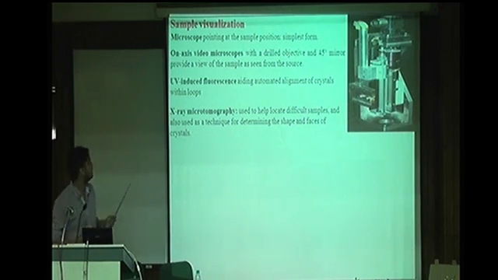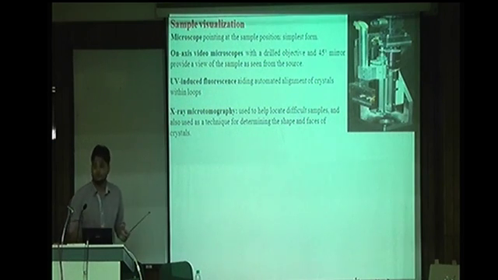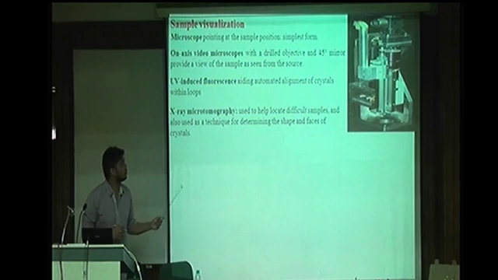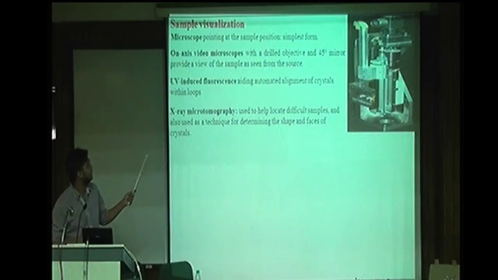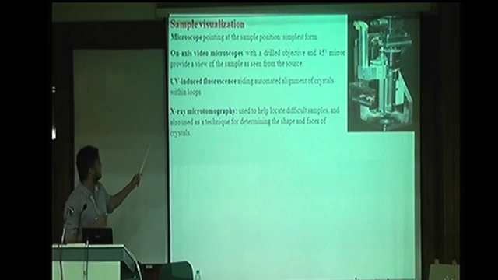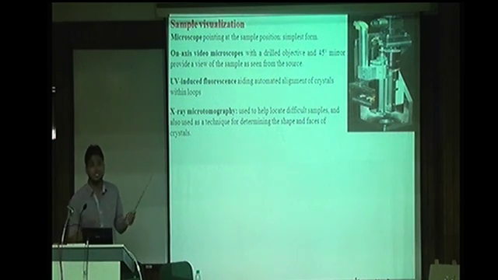So to overcome this, UV-induced fluorescence microscopes have been invented, which aid automated alignment of crystals within the loops. And the latest one is the X-ray microtomograph, which is used to help locate difficult samples, and also used as a technique for determining the shape and the faces of the crystals.